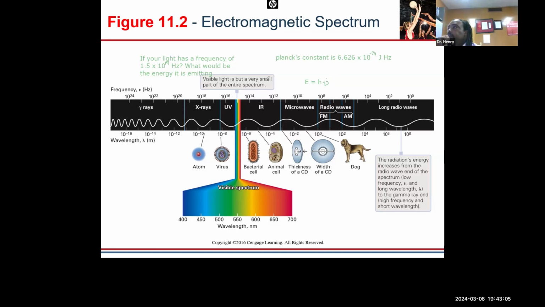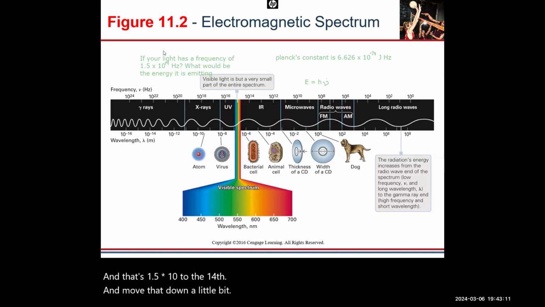And that's 1.5 times 10 to the 14. For Planck's constant, is that negative 34? Yes, it's negative 34.